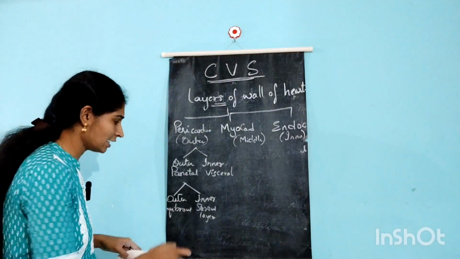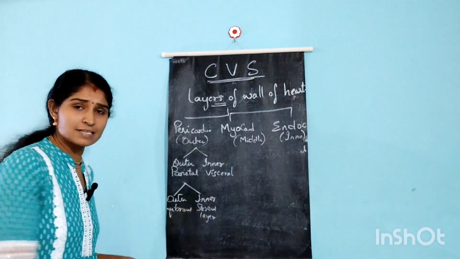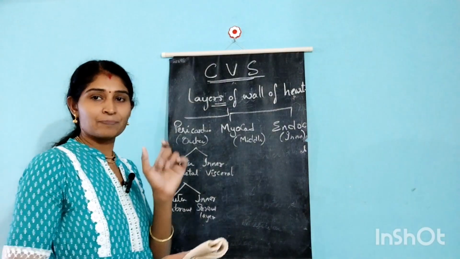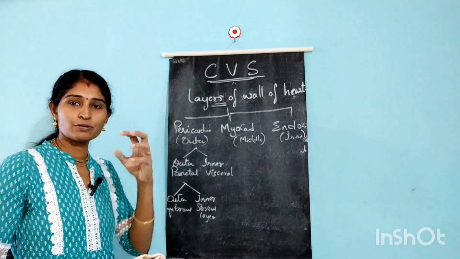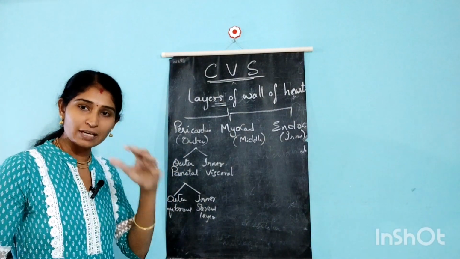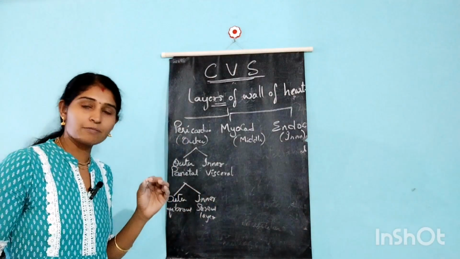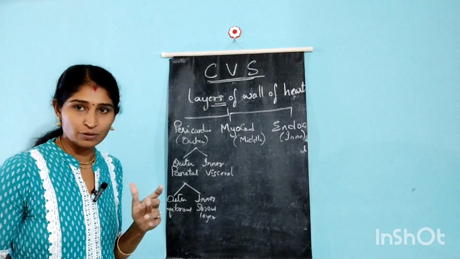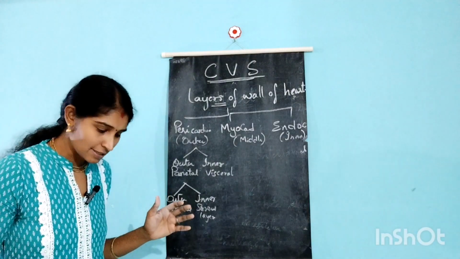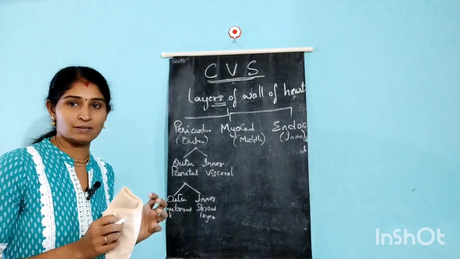Clear? Then, what is the function of the inner serous layer? Serous. This is the layer which is going to produce some kind of fluid. It is going to secrete some kind of fluid. Why is this fluid secreted? To prevent the friction.